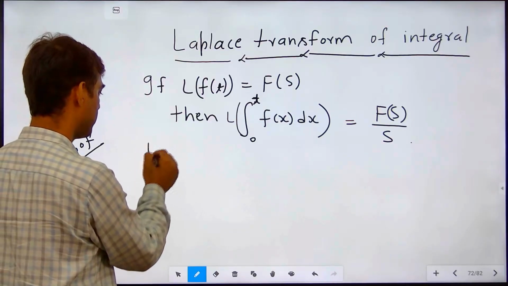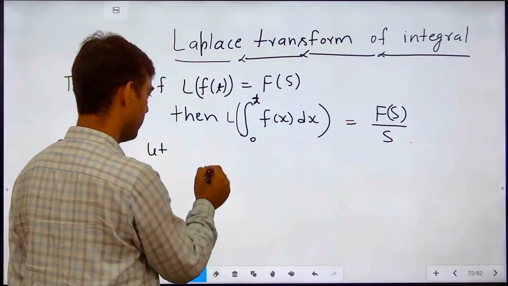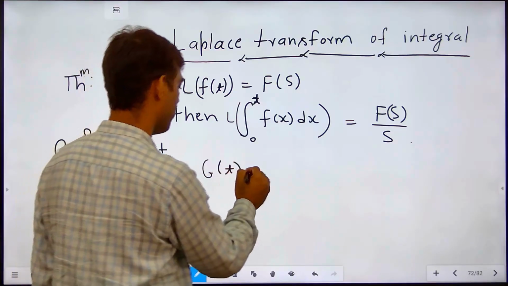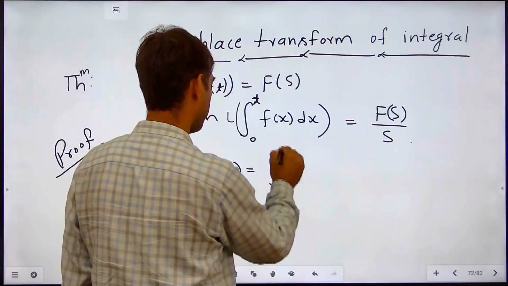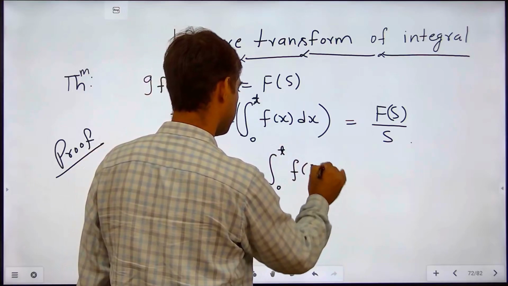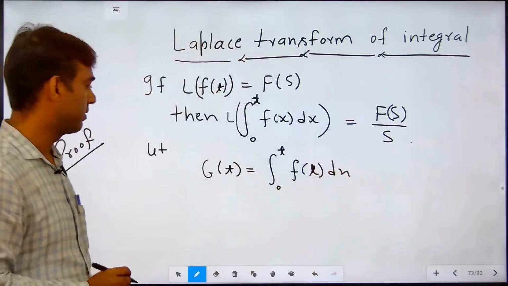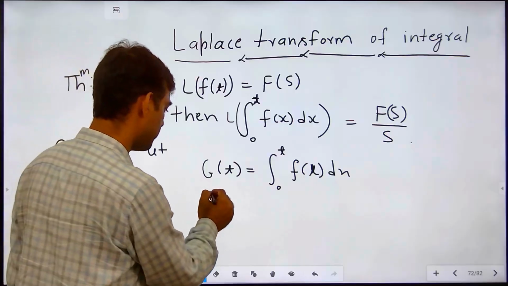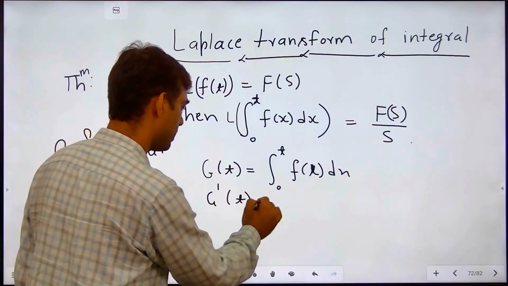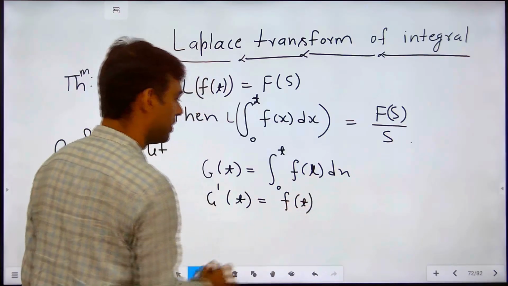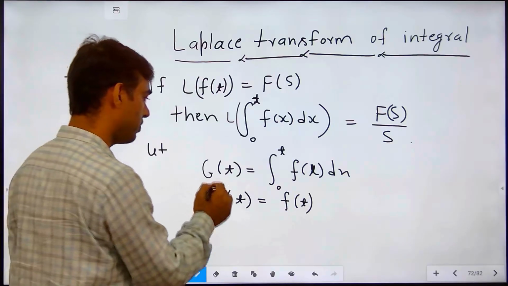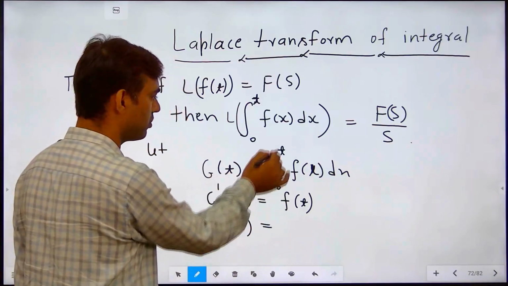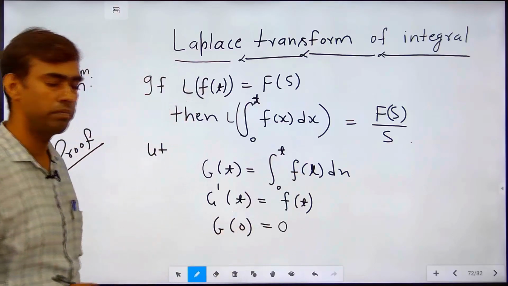So let z(t) equal the integral from 0 to t of f(x) dx. Now what is z'(t)? z'(t) equals f(t). Now what is the value of z(0)? If we put t equal to 0, the integral goes from 0 to 0, so the value of the integration becomes 0.